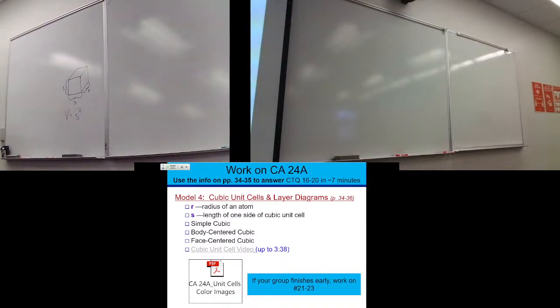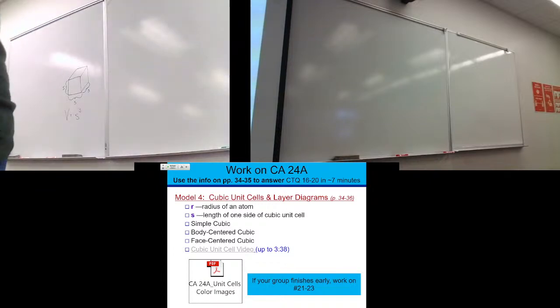16 names simple cubic, body centered cubic, face centered cubic. Whether you write them lowercase or uppercase doesn't matter. 17 is just copying those equations from the other page. 18, why is there only an eighth of an atom at the corner? Want to give it a shot? It's being shared by 8 different unit cells. So this corner atom is shared with 8 other unit cells. That's why it only counts as 1/8 for this particular cell.